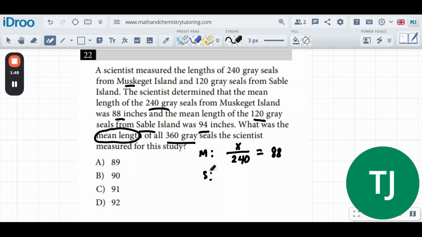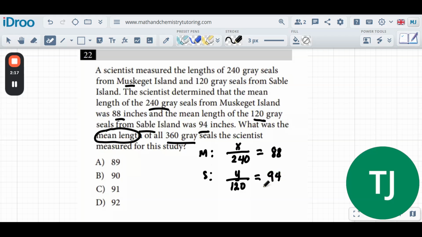Now, for the Sable Island, there were 120 gray seals. So again, we added all those measurements from the 120 gray seals, and let's say we represent that by y, just to change it up from the seals from the Muskeget. So the average from the Sable Island is 94 inches.